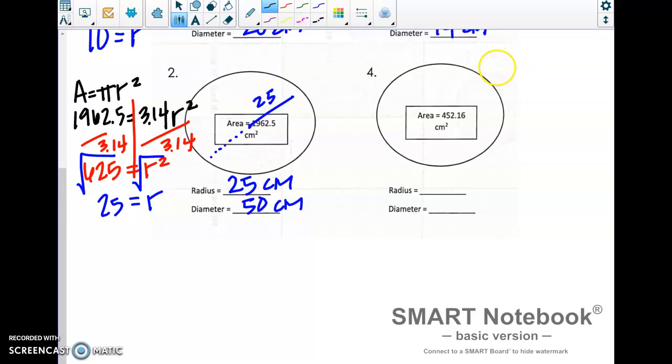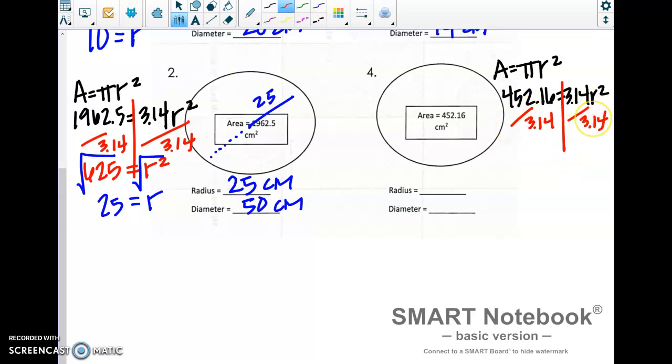Okay, for number 4, we would have started with our formula. Plug in our numbers. To get rid of pi, we're going to divide both sides by pi. Ended up with 144 equals radius squared.